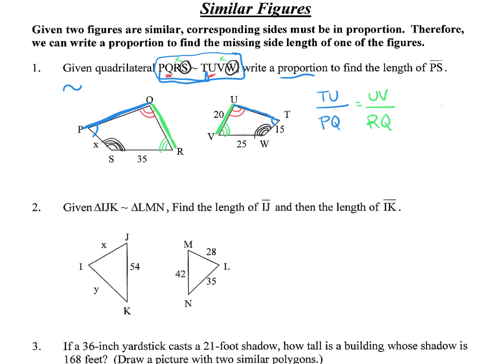Now we have RS, that's between the black and the red, and that matches up with VW. Next is PS, which is the blue and black angle, and that is also the blue and black angle, so TW to PS. Oops, that's an R. Remember, the scale factor applies to all four sides, and that is what allows me to find a missing side length.